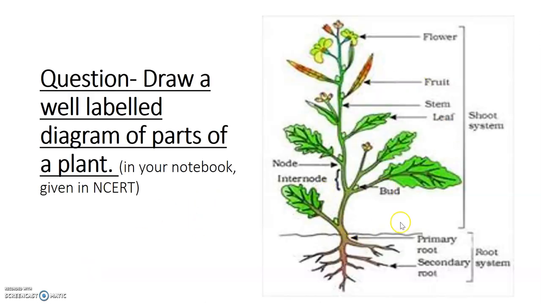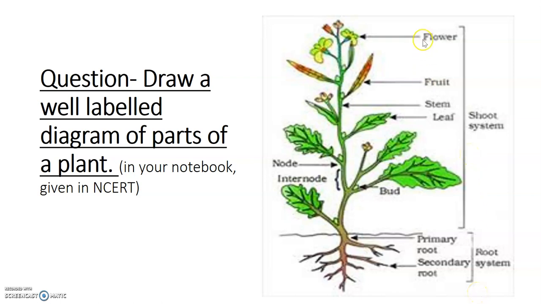This is the diagram showing the parts of a plant. A plant has two main structures. One is the shoot system and the other is the root system. Shoot system is the part of the plant which is above the soil. Root system is the part of the plant which is inside the soil.